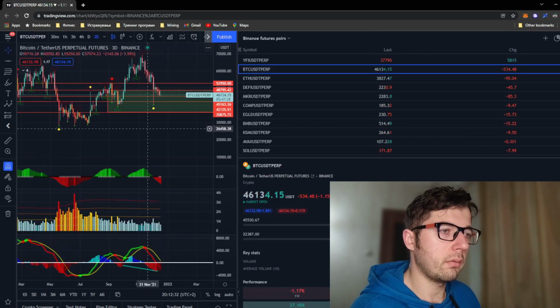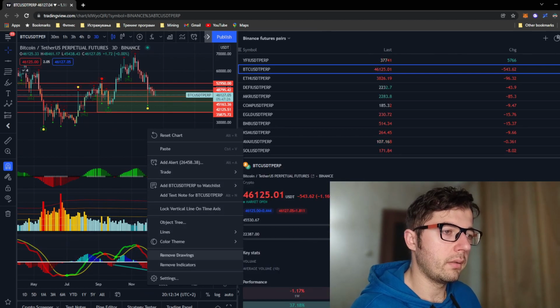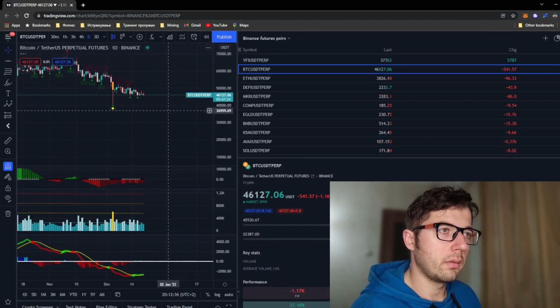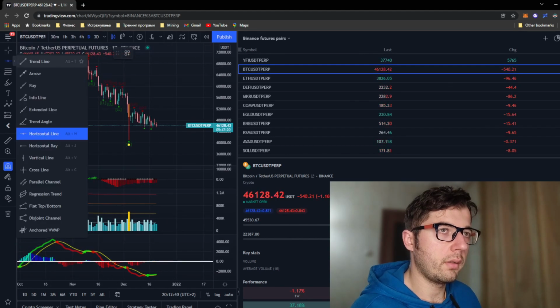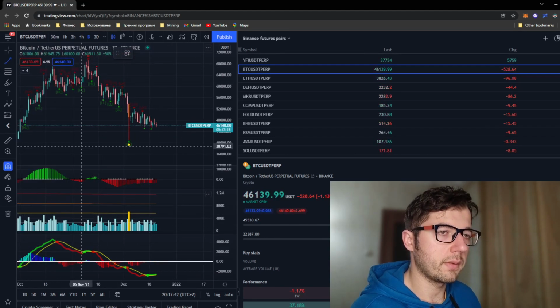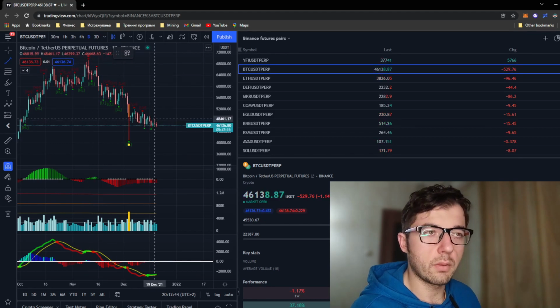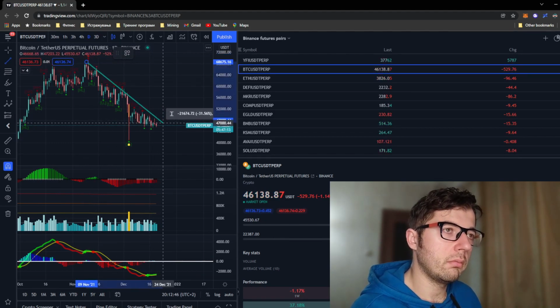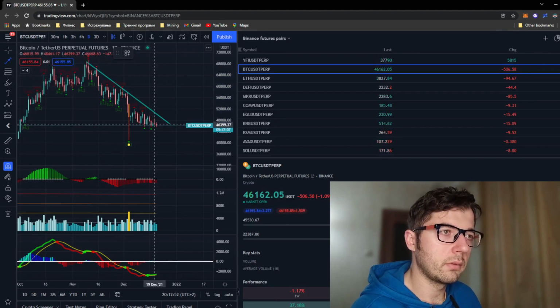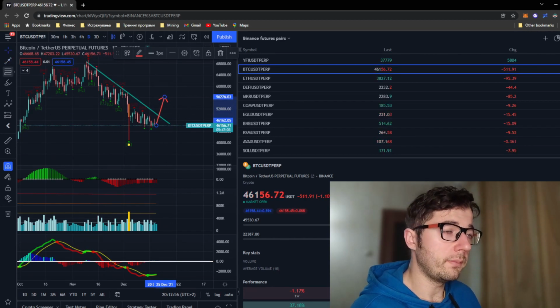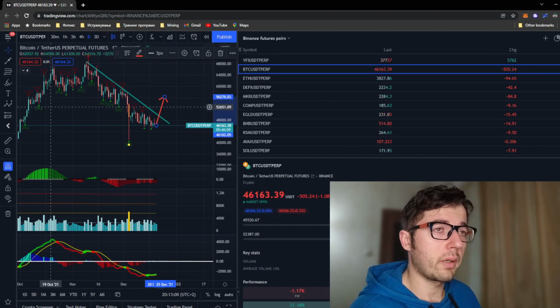Let's see Bitcoin on the daily. On the daily, we are currently in a clear downtrend. As you can see, lower highs, lower lows. So you want to see this break line being broken for bullish continuation, then a higher low, and then we can say that the bull market continues.